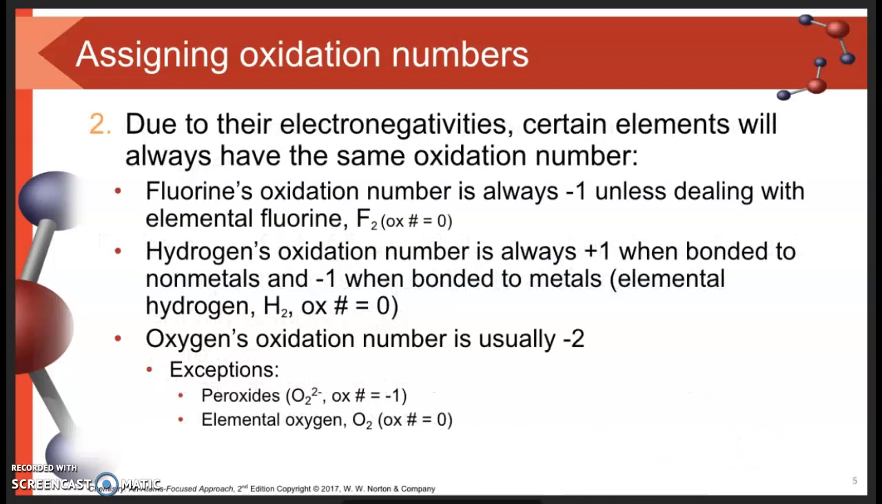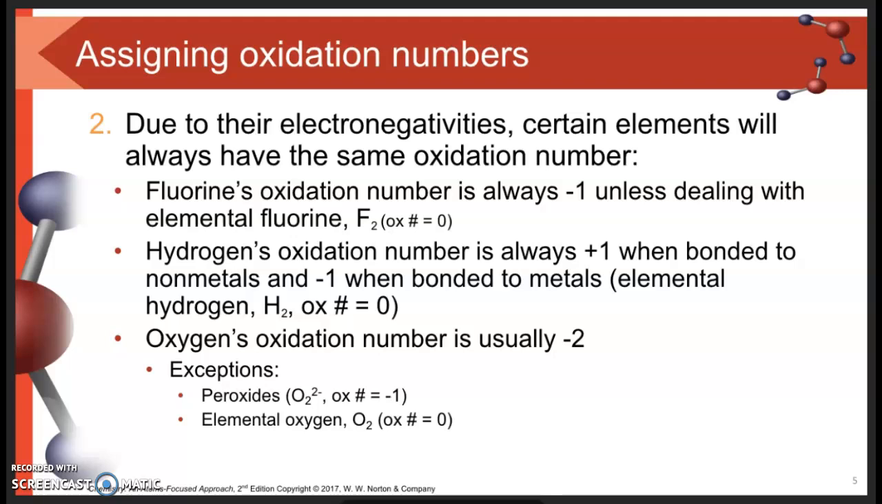The other thing that we can look at is that there are certain elements that have tendencies to have the same oxidation number all the time. Most of the time it has to do with electronegativity. The guidelines are pretty simple. Fluorine is the most electronegative element on the periodic table. Its oxidation state is always going to be -1. The only time that its oxidation state isn't -1 is when it's an element, and that's because as an element, its oxidation state will be 0, because elements do not have charge.